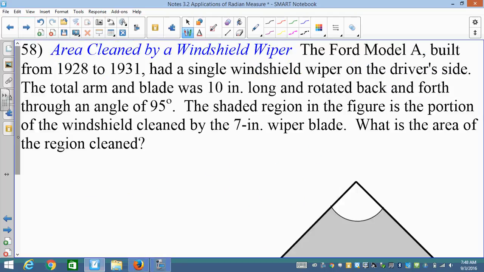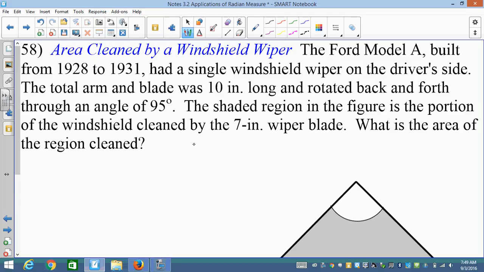Okay, so let's look at a word problem. Area cleaned by a windshield wiper. The Ford Model A, built from 1928 to 1931, had a single windshield wiper on the driver's side. The total arm and blade was 10 inches long and rotated back and forth through an angle of 95 degrees. The shaded region in the figure is a portion of the windshield cleaned by the 7-inch wiper blade. What is the area of the region cleaned?